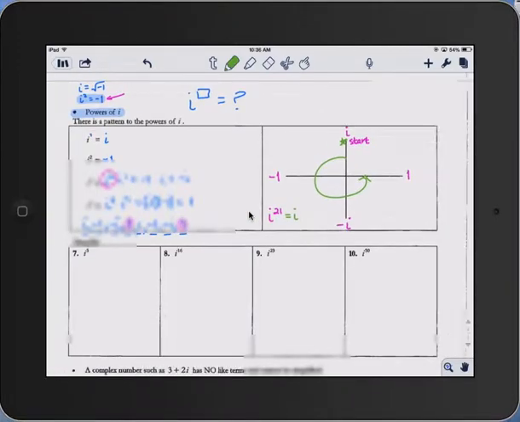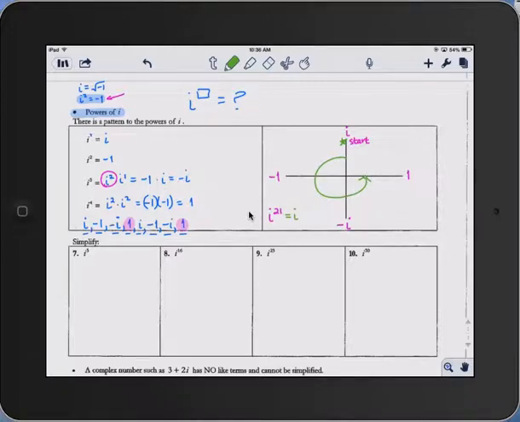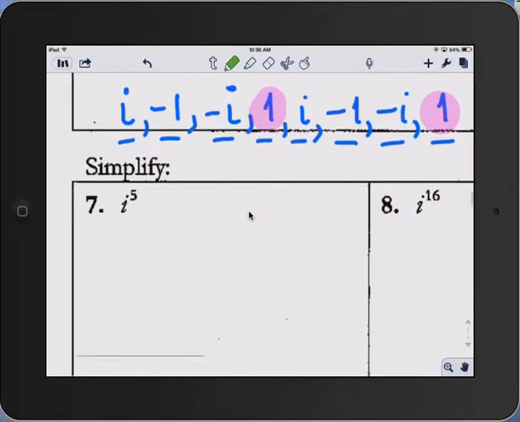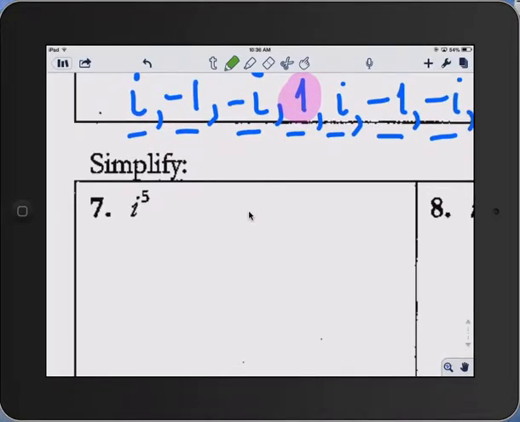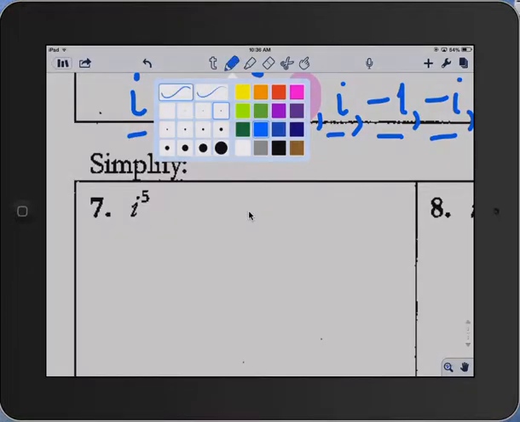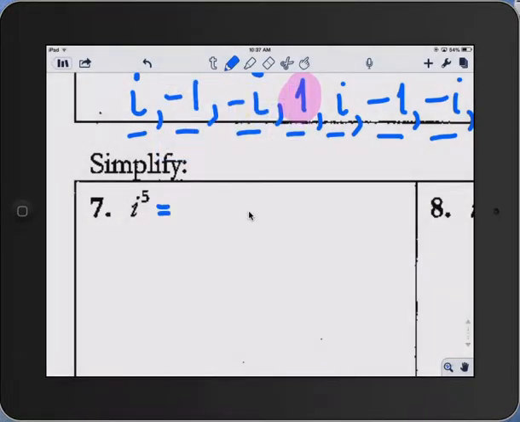Now we're going to talk about how you can break down the ones that have larger exponents. You always want to break it down into something that's a multiple of 4 and then a leftover. So for i to the 5th, what's the largest multiple of 4 that goes into 5? Well, that can be i to the 4th, and then you'd have 1 left over, i to the 1st, right? Because 4 plus 1 gives you 5.